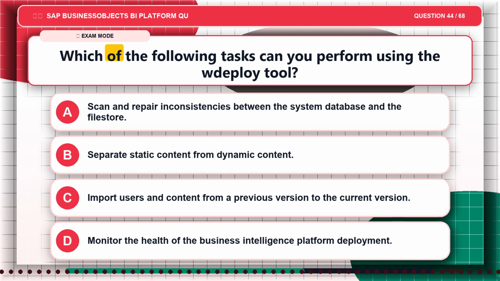Question 44. Which of the following tasks can you perform using the deploy tool? Option A, scan and repair inconsistencies between the system database and the file store. Option B, separate static content from dynamic content. Option C, import users and content from a previous version to the current version. Option D, monitor the health of the business intelligence platform deployment.